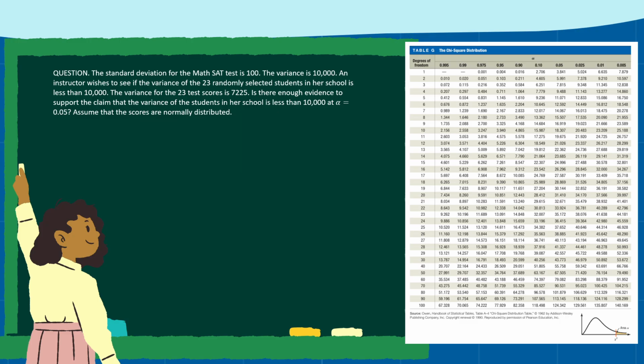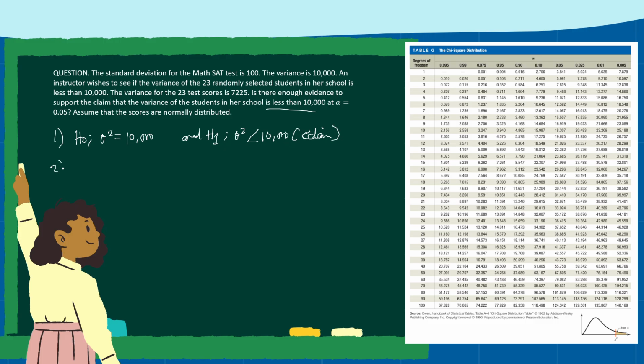So here, the first step is we need to state the hypotheses and identify the claim. H0: sigma squared equals 10,000. And H1: sigma squared is less than 10,000, because the claim is less than 10,000. So this is our claim.